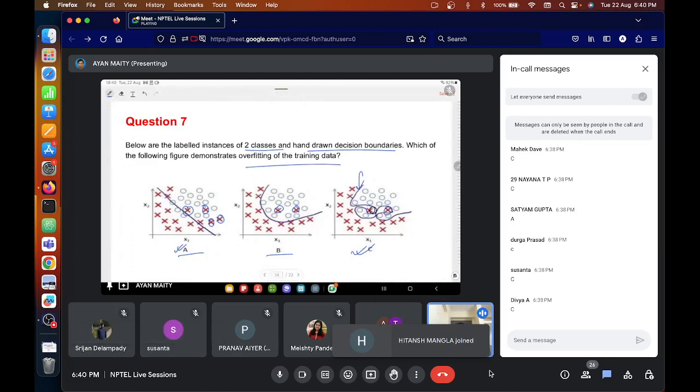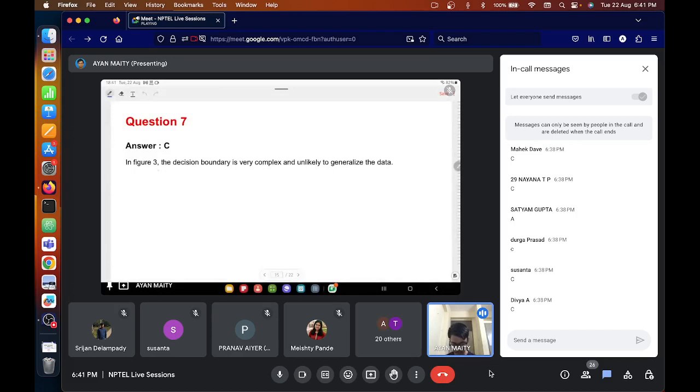These points are noise points, and it is giving too much importance to the noise points or the outlier points, which is not really required. It makes the model much more complex, and it loses its generalizability. So option C is the correct answer here, because in option C the decision boundary is overfitted. In figure 3, option C, the decision boundary is complex and unlikely to generalize to the data. So that's why option C is the correct answer.